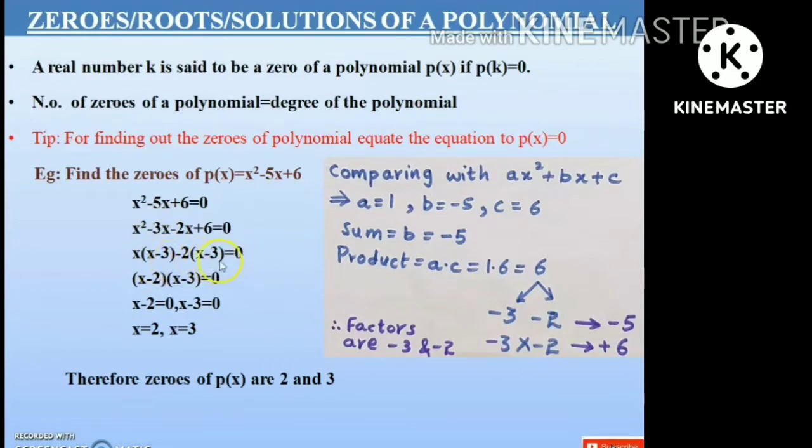Same thing I will write here, x minus 3. And between minus 2x and plus 6, I can take minus 2 common. Why? Because 6 can be written as 2 3s are 6. So minus 2 into x is minus 2x. Minus 2 into minus 3 is plus 6. That is equal to 0.